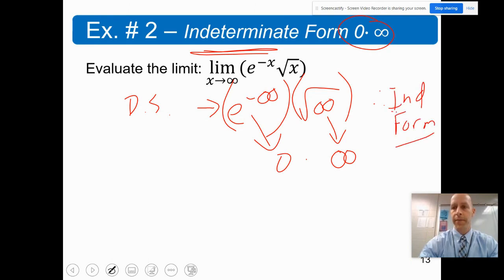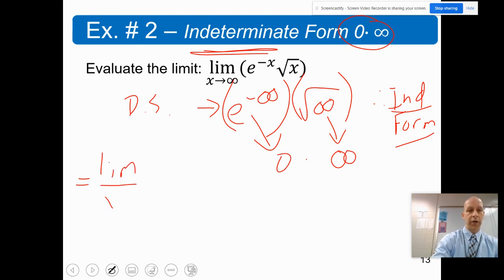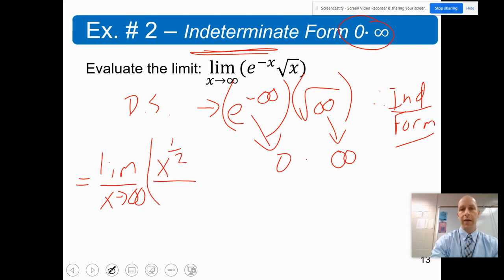Okay. So now what I'm going to do, and the reason I'm doing this one is I just want to show you how you deal with it. All we're going to do is change this to division. That's what we want to do anyways. So I'm going to leave the limit as x goes to infinity. But remember, the square root of x is the same thing as x to the 1/2. And then what is e to the negative x? Well, that's the same thing as taking the e to the x to the denominator.